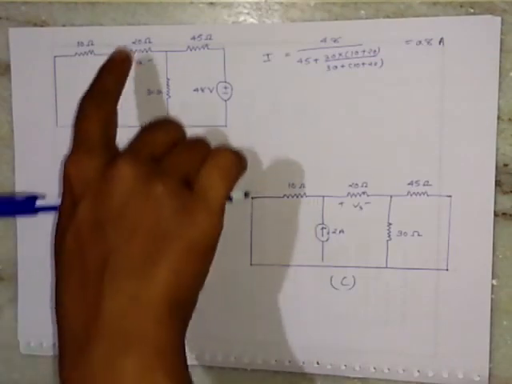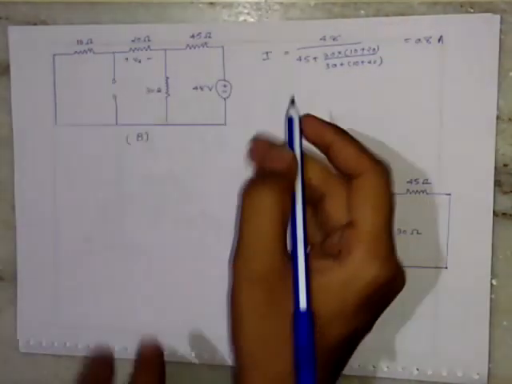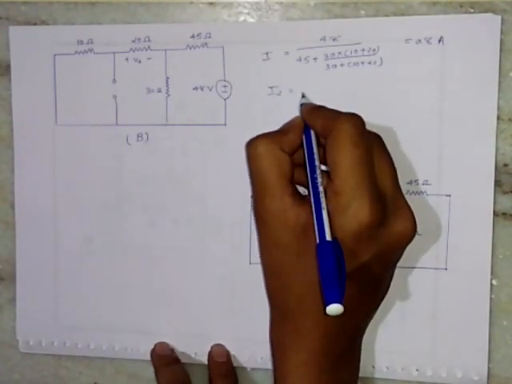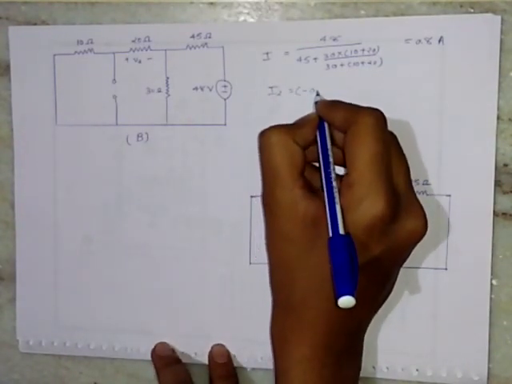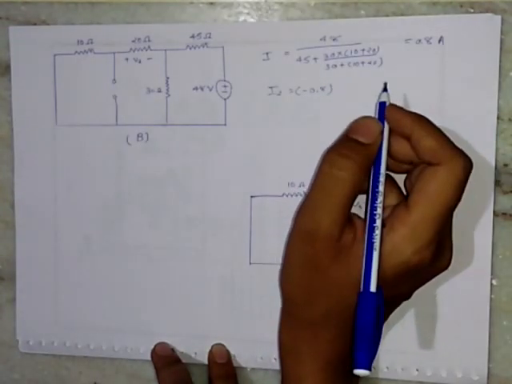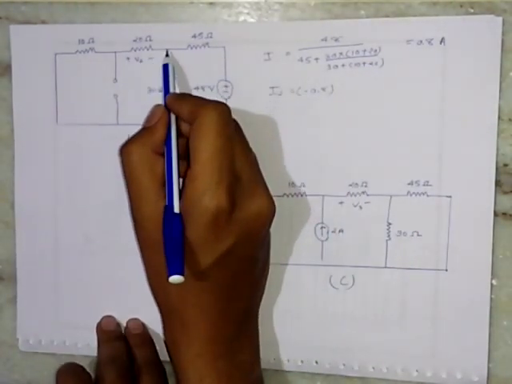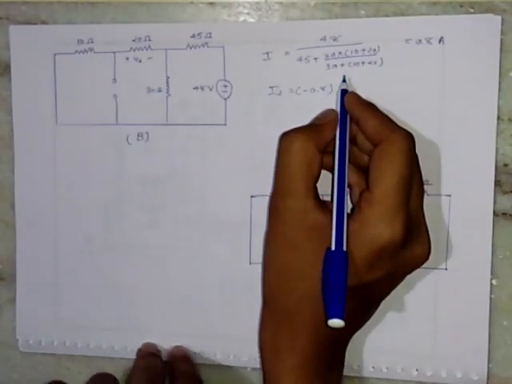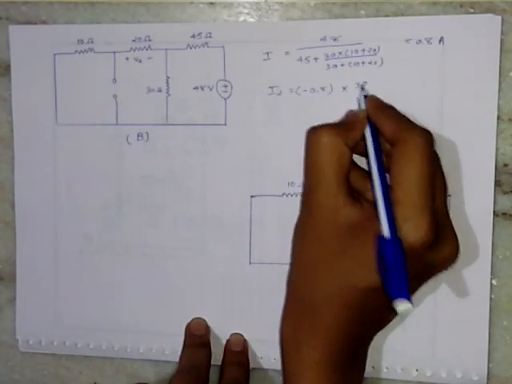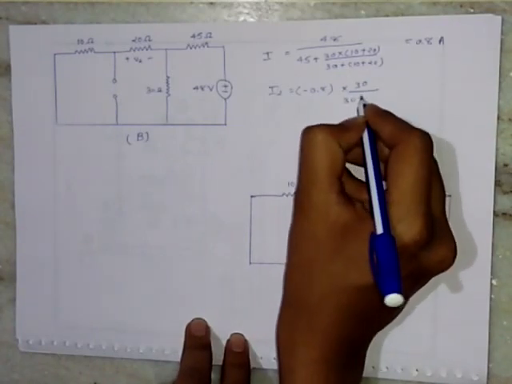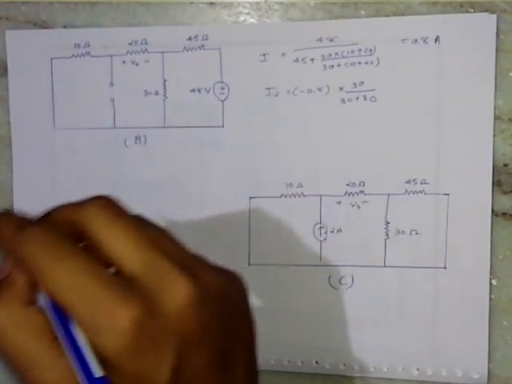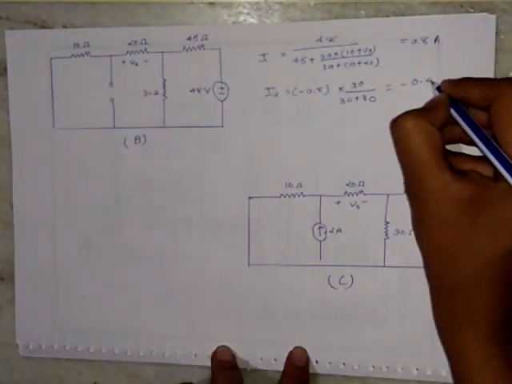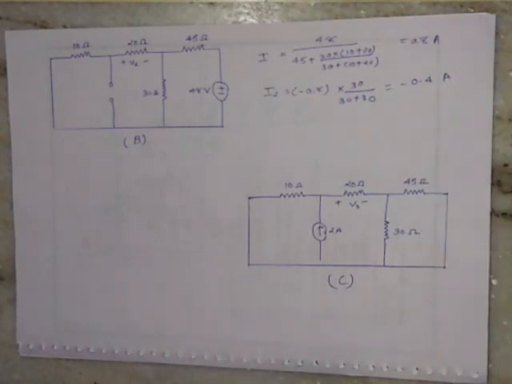Now the current flowing through the 20 ohm resistance will be given as I2. We give the name I2. Now minus 0.8. Why minus 0.8? Because current is going through this path. Hence we give the name as minus 0.8 multiplied by 30 divided by 30 plus 30, which will be equal to minus 0.4 ampere.